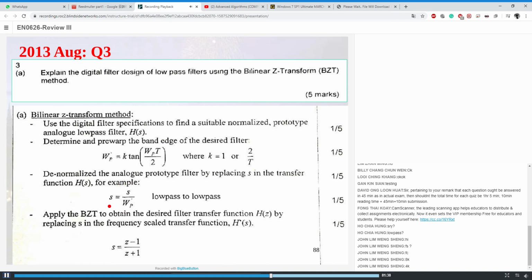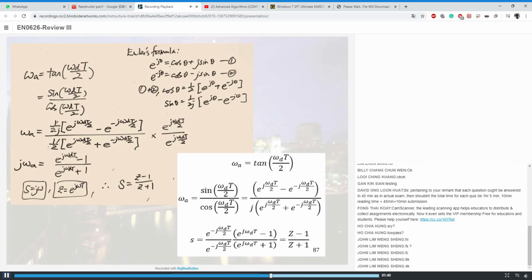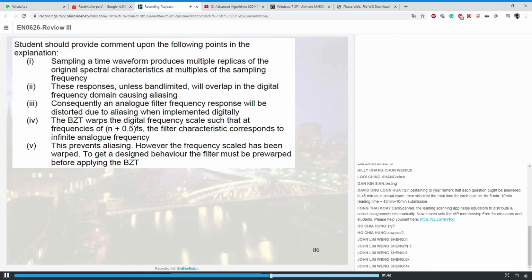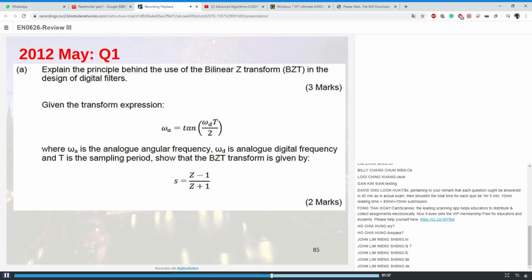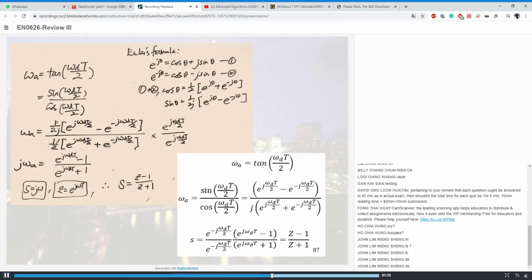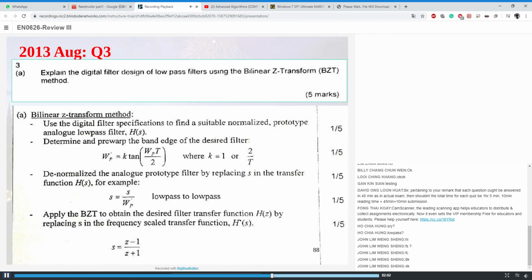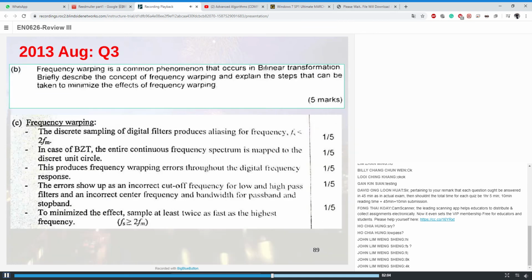Sorry, not here yet. I think there's one more step. You need to normalize first. Where is it? Oh, it's not in this slide here. But anyway, step number 2 actually is not about this one. You obtain this one by using the low pass to low pass, S over omega C, which is the one that low pass is now.